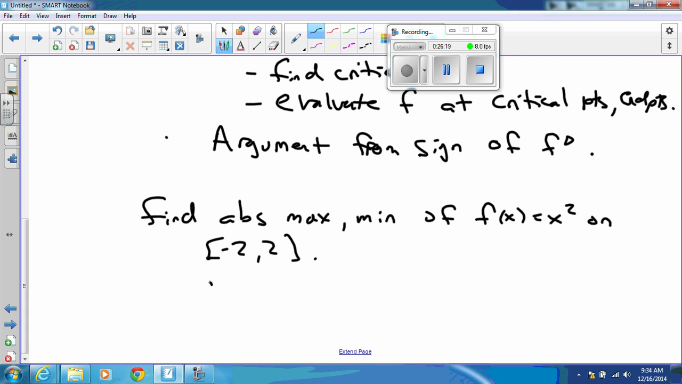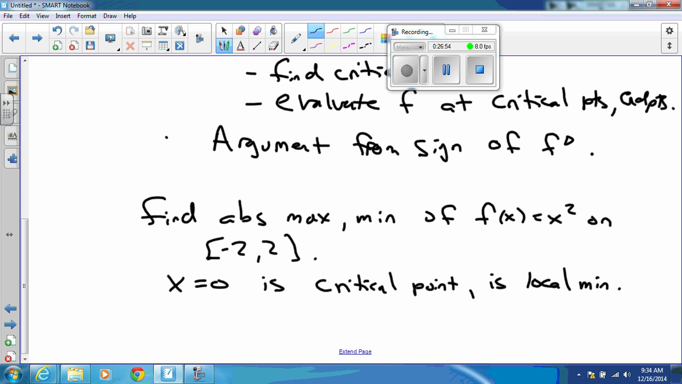So the critical points, within the open interval, there's only one, and it's at 0. And it is a local minimum, so we can neglect it for the max, because clearly if it's a local min, it can't be the max. Then the endpoints you can evaluate, and each endpoint gives 4, because it's 2 squared, negative 2 squared. So if you take those 3 into account, both endpoints are tied.